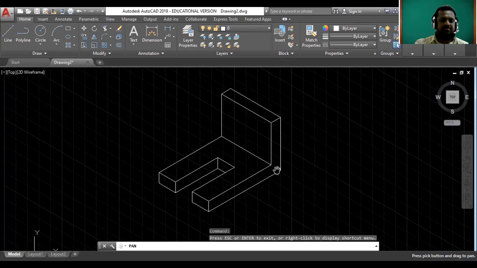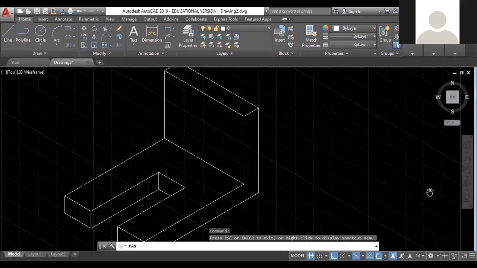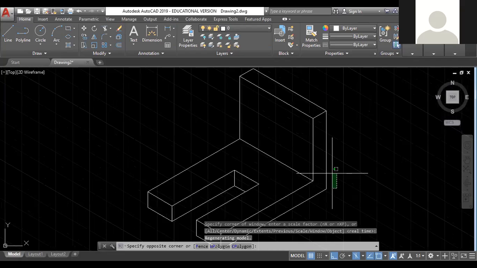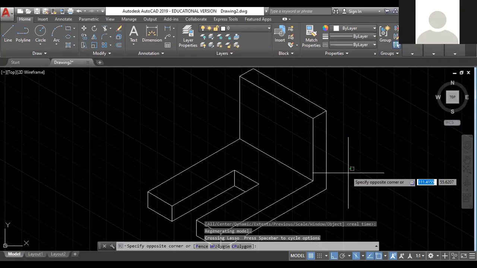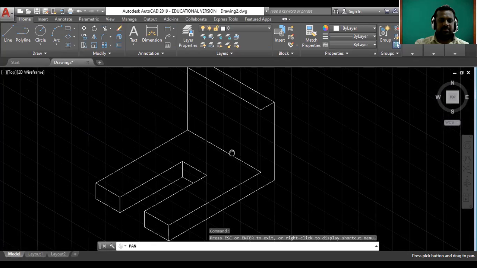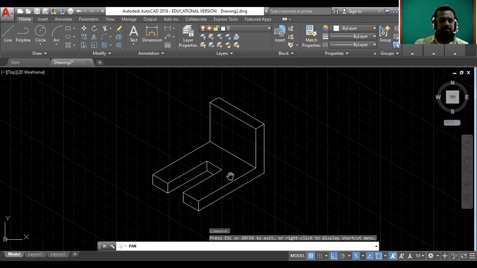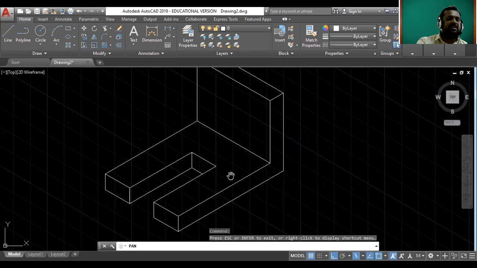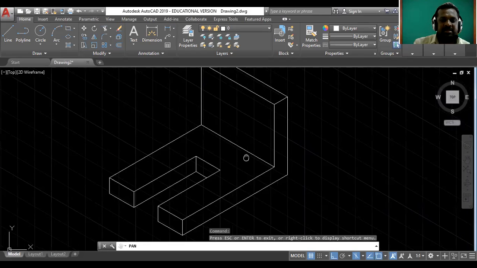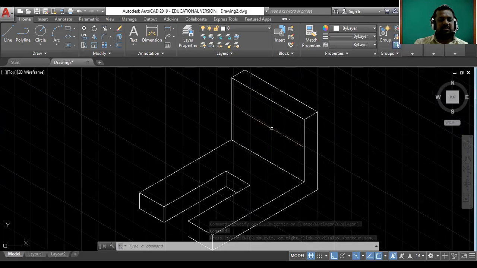Okay, it is as per the given figure. Is anybody having any doubt, any problem? So, understood how to draw the isometric view in AutoCAD? Suppose I want to draw a circle here, then how to draw the circle?